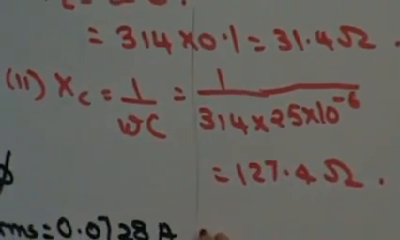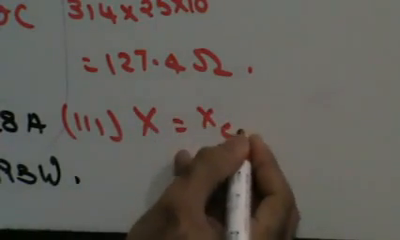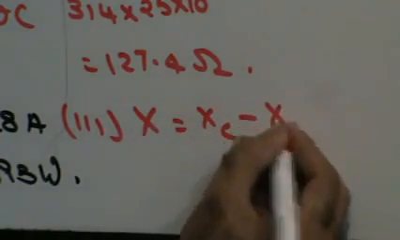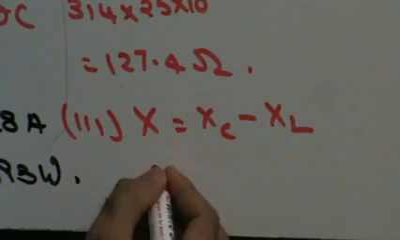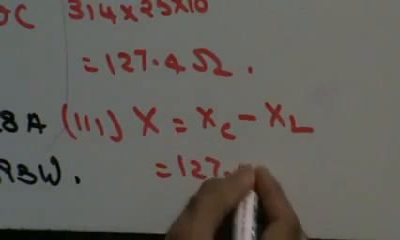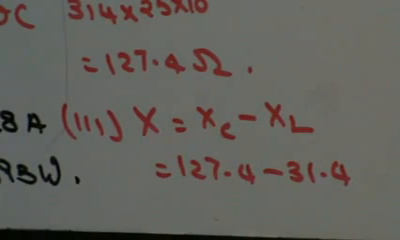Right, so I know the inductive reactance, I know the capacitive reactance. So the net reactance in the circuit is the difference between the two. It is always larger number minus the smaller number. Here the larger number is XC. So it will be capacitive reactance minus inductive reactance, that will be the reactance in the circuit. So this will be nothing but 127.4 minus 31.4. So that will come out to 96.